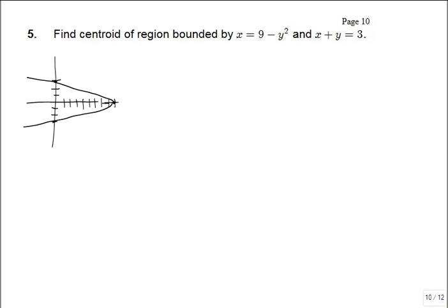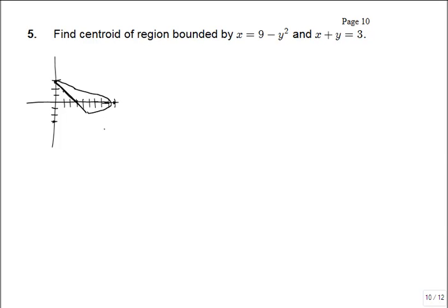And then x plus y equals 3 hits the y-axis at 3 and the x-axis at 3. So this is a line that looks like that. So our region is right here. Okay, so let me take away some of these other pieces. All right, so here's my region. We want the centroid of that. So again, we get to assume that our rho, our density, is 1.